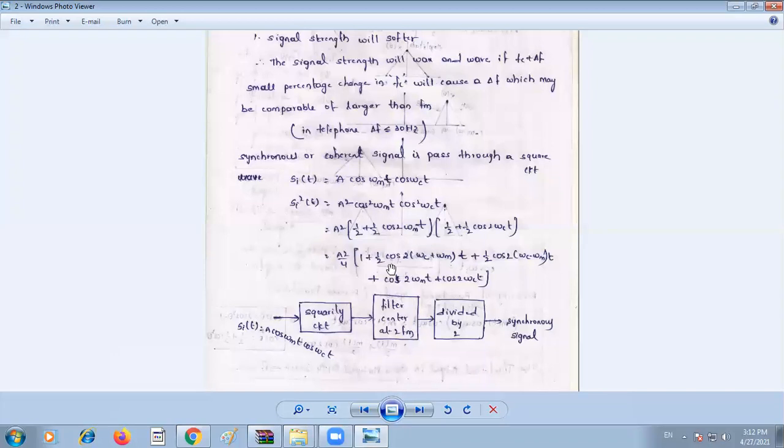So when the recovered signal is given to the square law circuit, after the square law circuit, we use a filter circuit, and this filter should be a low pass filter.